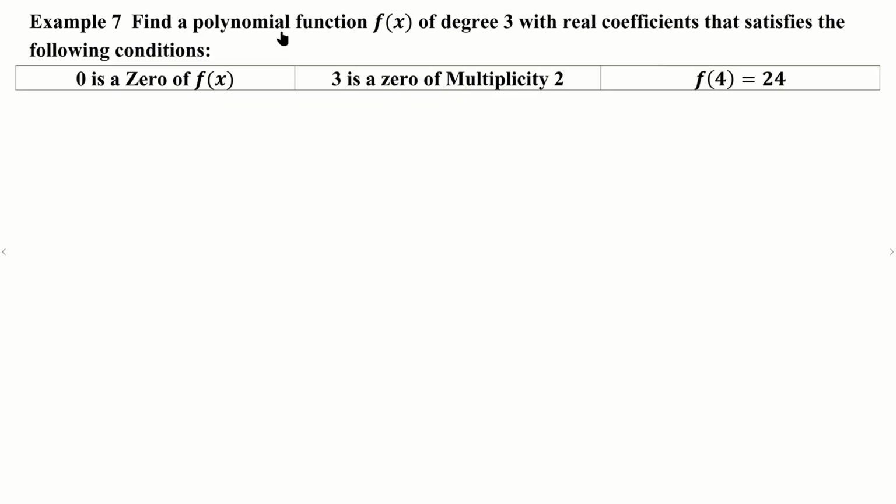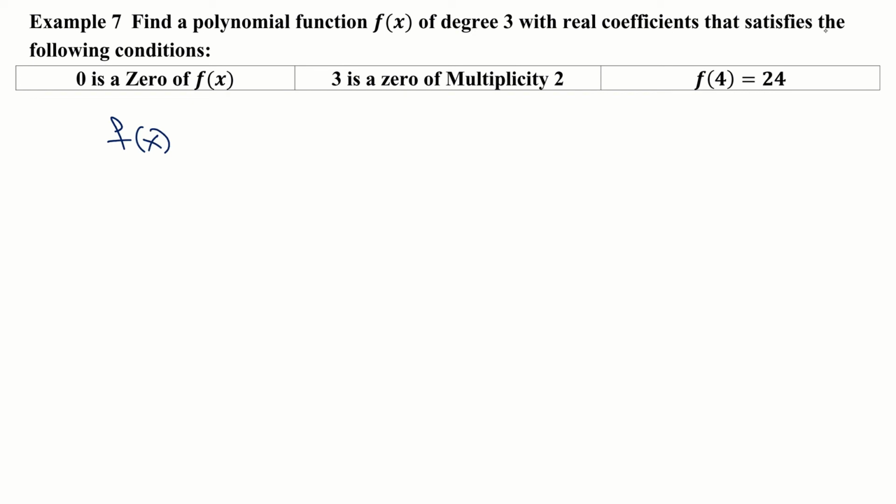All right, so try this one, see what you come up with. Find the polynomial function f of x of degree 3 with real coefficients that satisfies the following conditions. 0 is a 0 of f of x, 3 is a 0 of multiplicity 2, and f of 4 equals 24, sorry.